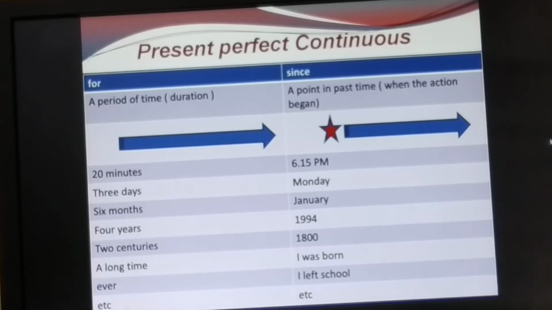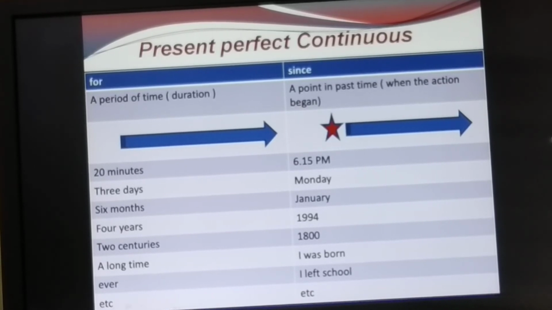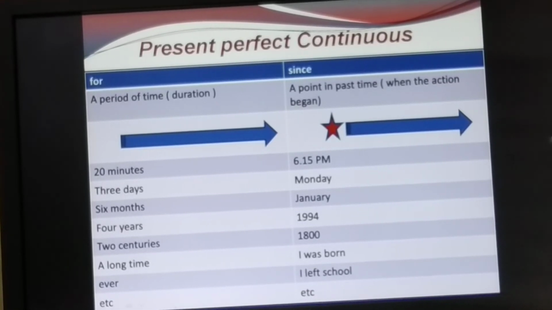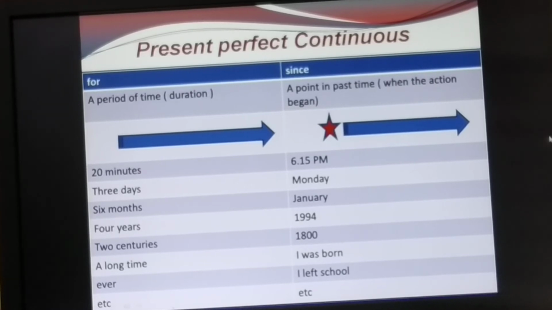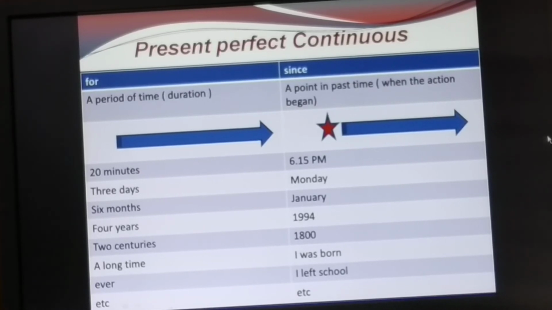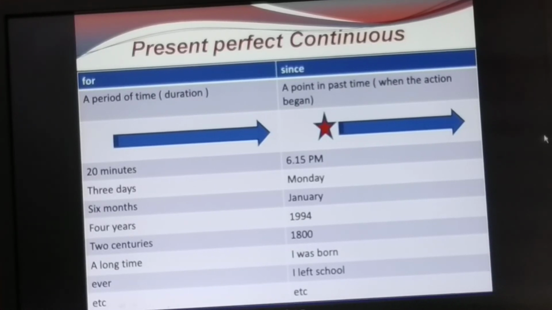For example, I have been living here for 3 years. So, this is a duration of my living. For this reason, I have used for. On the other hand, if I say it has been raining since Monday, that means the action of raining started or began on Monday. For this reason, since it is referring to a point in time when the action started, we have used since. So again I am repeating, if you have a duration, we will use for. If you have the point when the action began, you will use since.